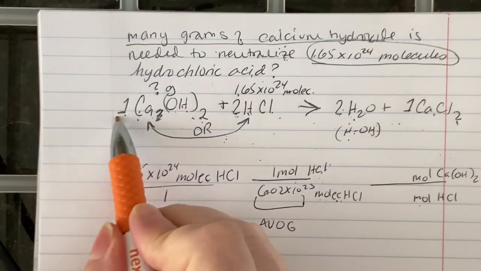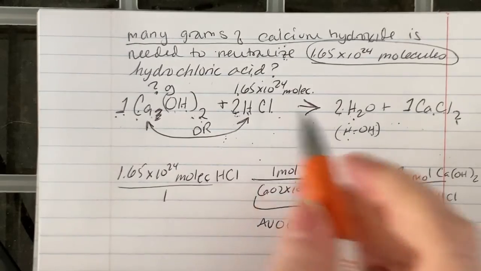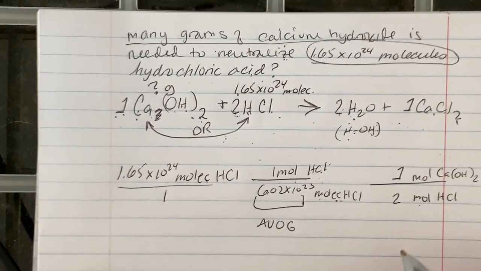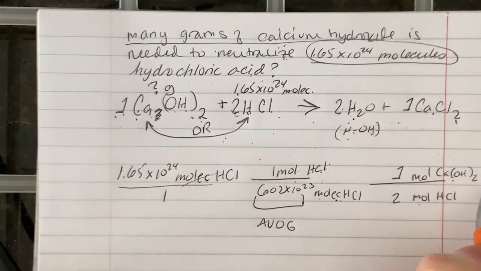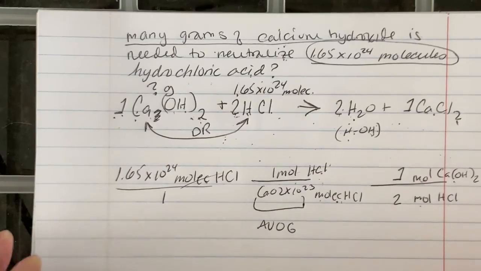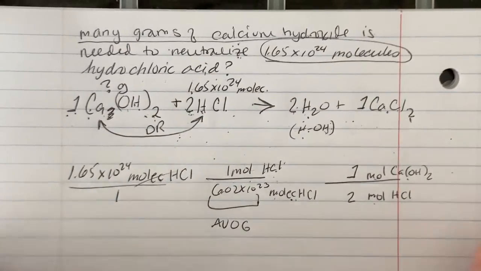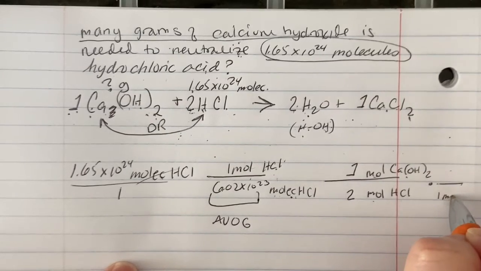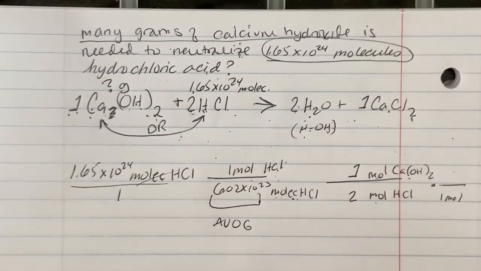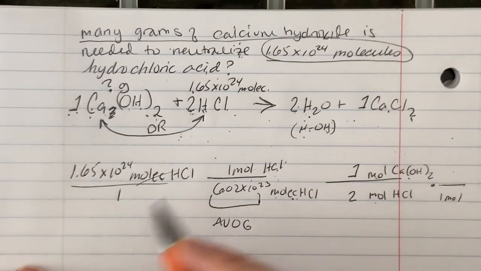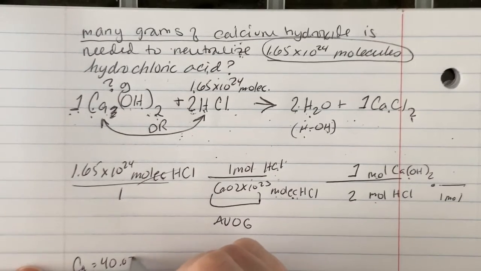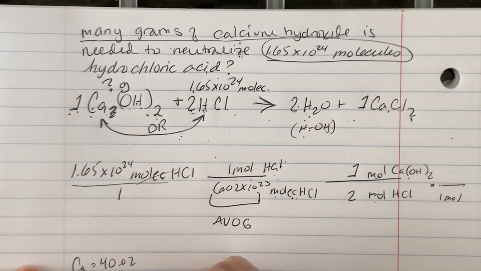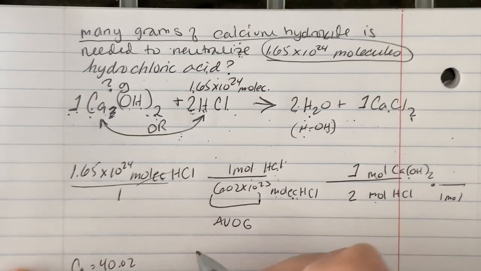There is 1 calcium hydroxide mole for every 2 hydrogen chloride moles. Now, if I canceled, I would be at moles of calcium hydroxide, but I need to have grams. Hopefully I have enough room over here. So for every 1 mole of that, I would need to find the molar mass to get from moles to grams. Calcium 40.02. Oxygen is 16.00, but there are 2 of them. Hydrogen 1.01, so there are 2 of them.